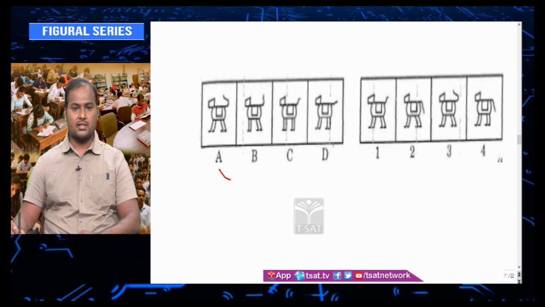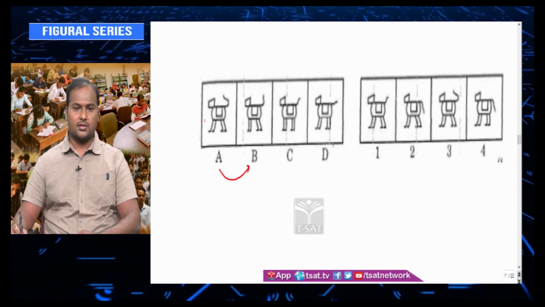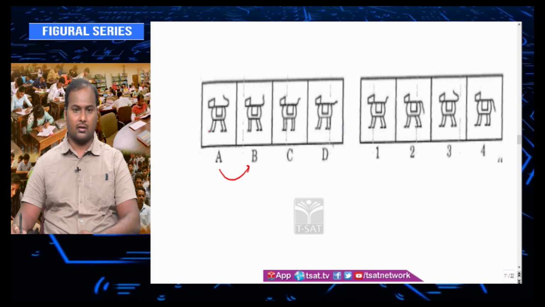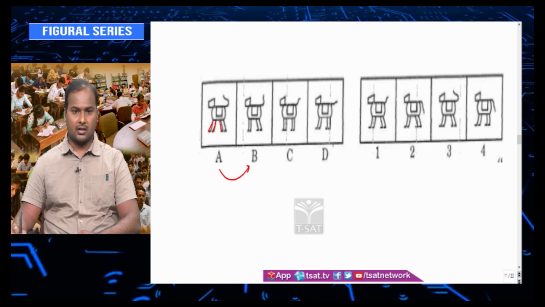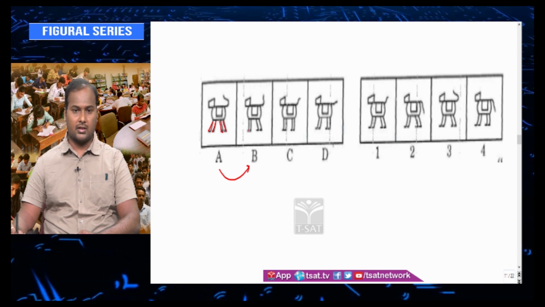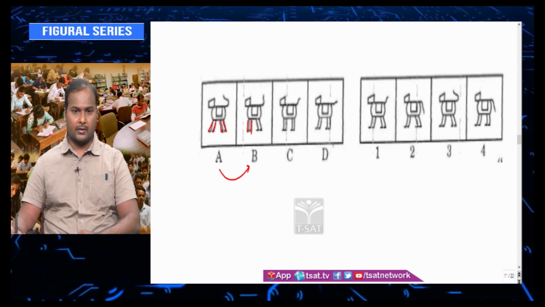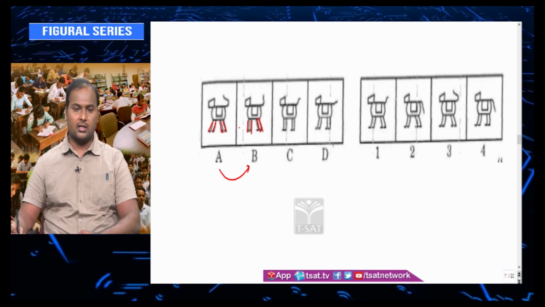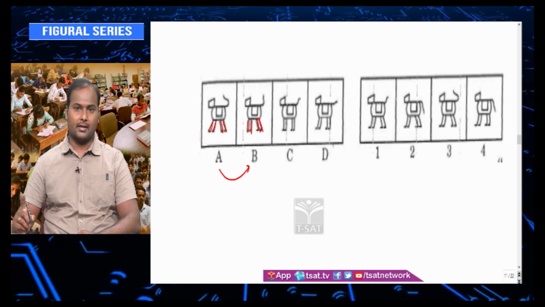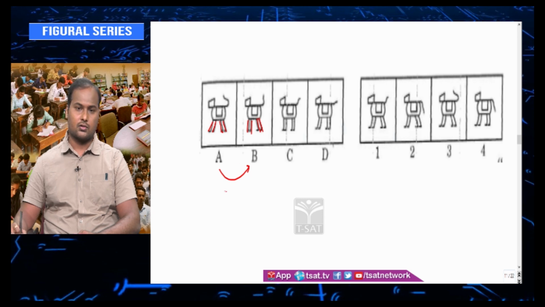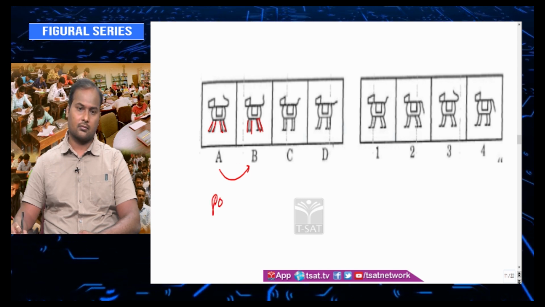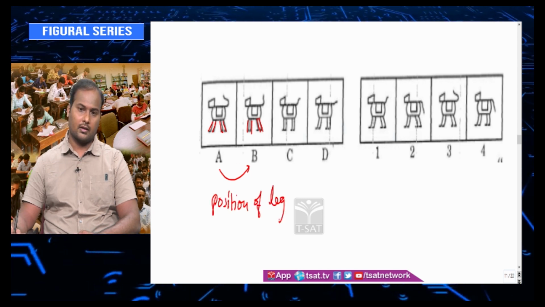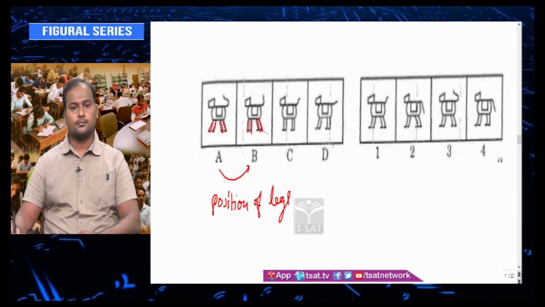So what is the change you can see from A to B? There are two changes. One is the position of legs. You can see these legs are wider, and here also you can see wider legs. But in figure B, these legs are straight and the back legs are again away. So there is only a change in the position of legs, either front legs or back legs.